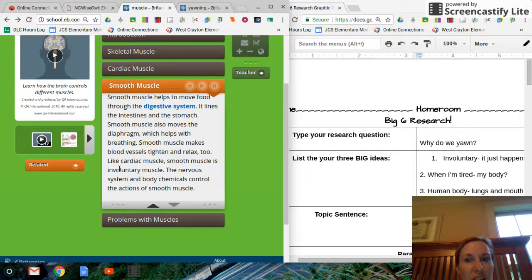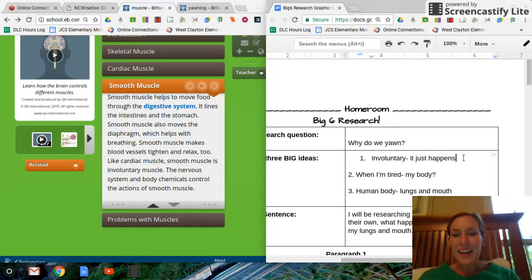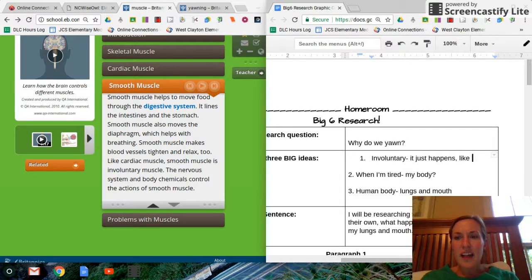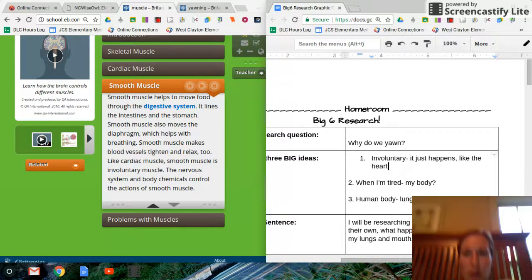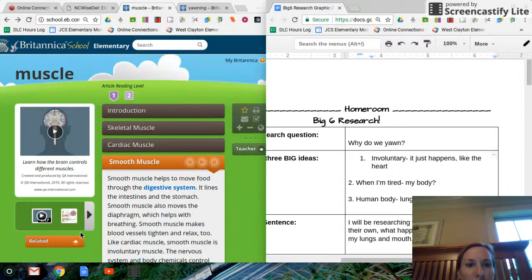It's involuntary. Okay, I'm going to come back over here to my notes, and I'm going to add like the heart. That will help me remember. Okay, I think I'm going to try another route.